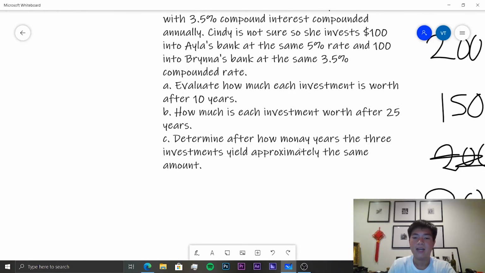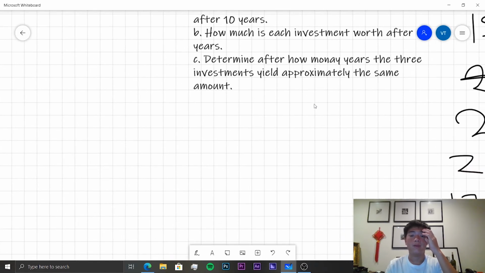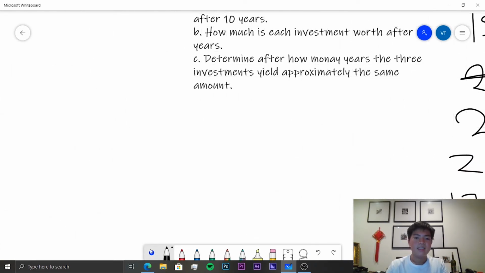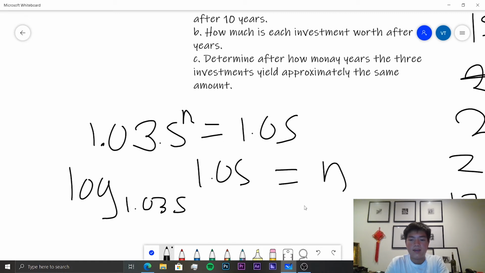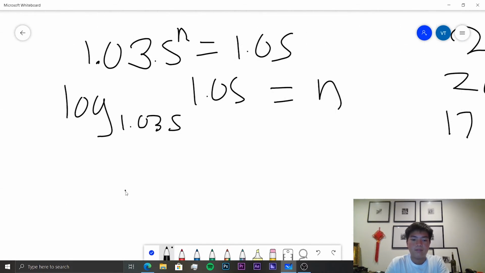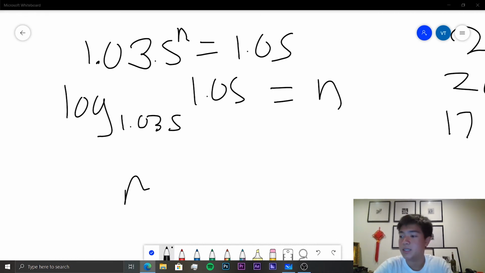So finally, we want to determine after how many years the three investments yield approximately the same amount. To do this, we just need to figure out how many years it takes 3.5% compound interest to equal 5% simple interest. So 1.035 to the power of n is equal to 1.05, and so log base 1.035 of 1.05 is equal to n. How many years will it take? Let's test.